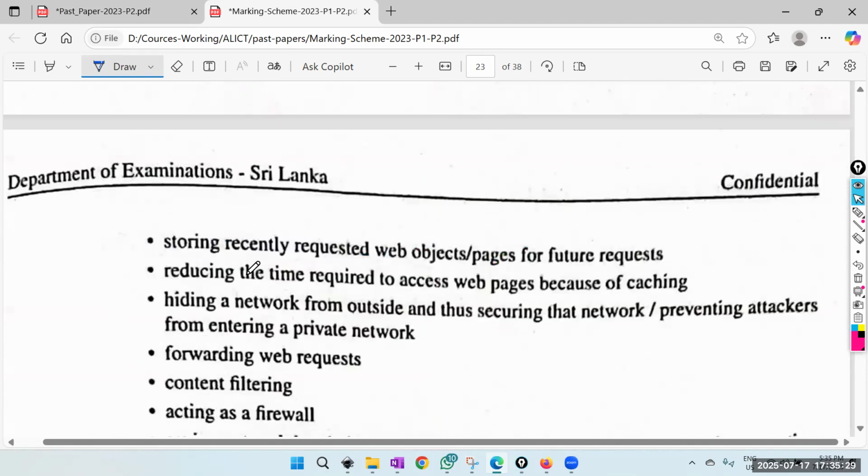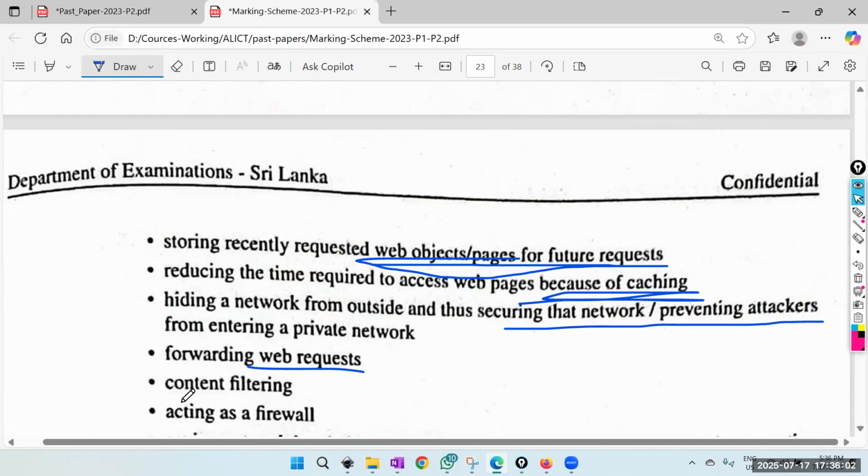Some more. Storing recently requested web objects, that is called caching. That will speed things up. So the users will feel like they are getting the page fast. Actually, they are getting the page from the proxy server. Proxy server has cached some frequently visited pages. Hiding network from outside, thus securing the network. That is private to public IP address. Your actual IP address is hidden.